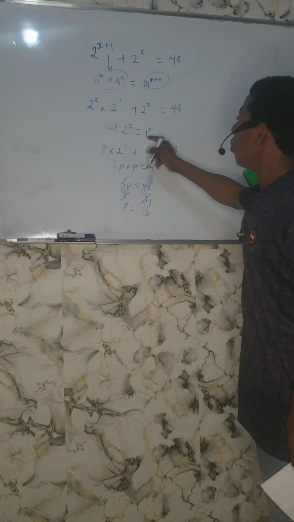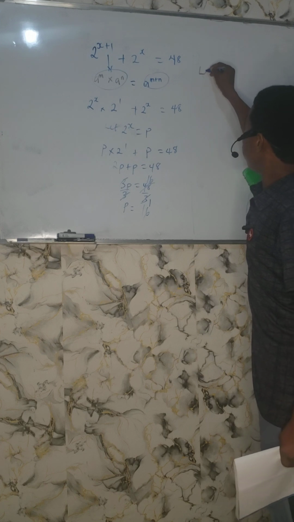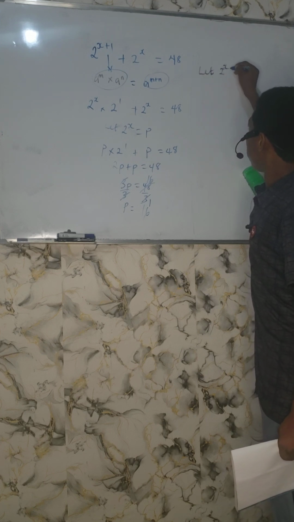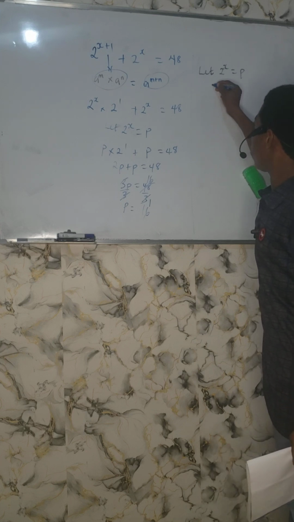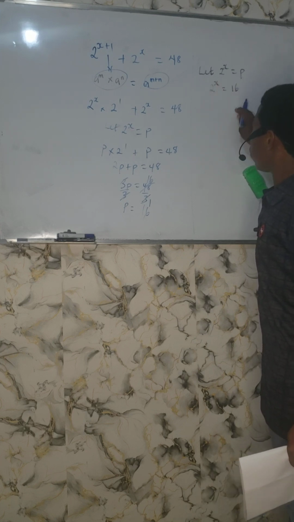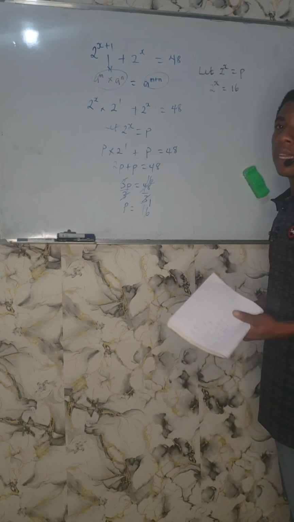So remember, from this command here, we said let 2 raised to power x equals p. And what is p now? P is 16. So let's substitute that. So that's 2 raised to power x equals 16. Let's make 16 have the same base as 2 here, or let's present it in index form.